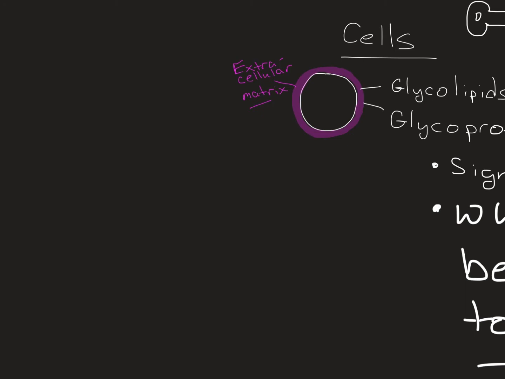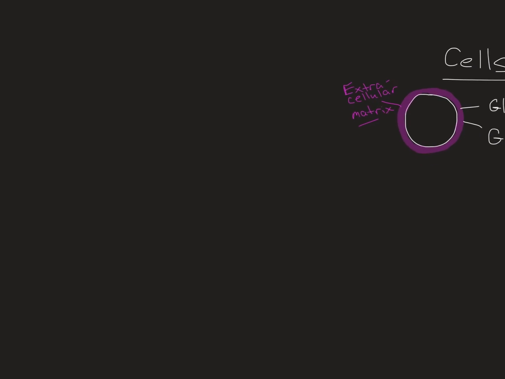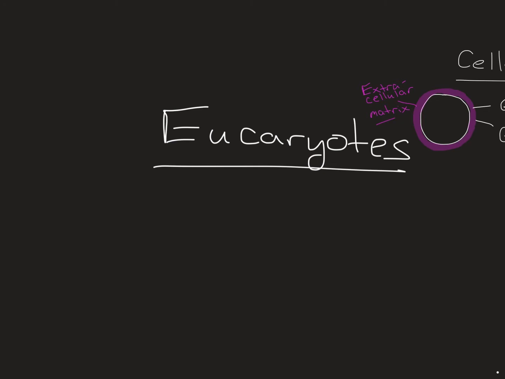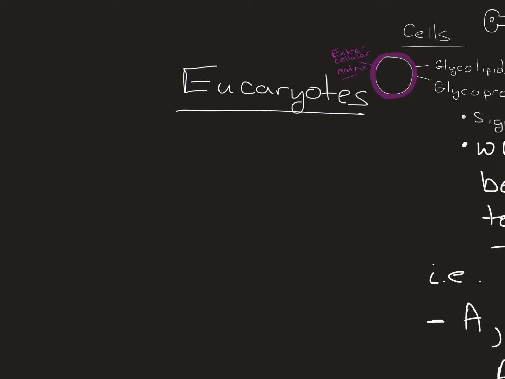Now, inside the cell, we're going to divide this into two different kinds. We've got eukaryotes. Let's talk about eukaryotes. And yes, eukaryotes are spelled with a K or a C. One's the British and one's the American English spelling. I don't care which you use, but it should be something like this, eukaryotes.